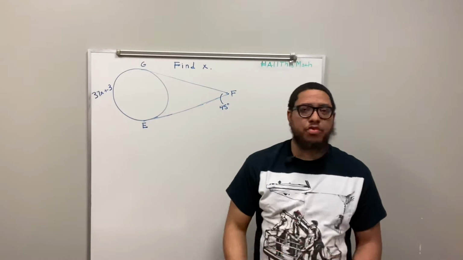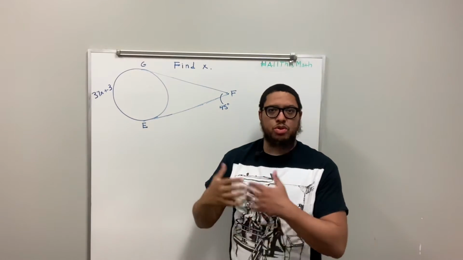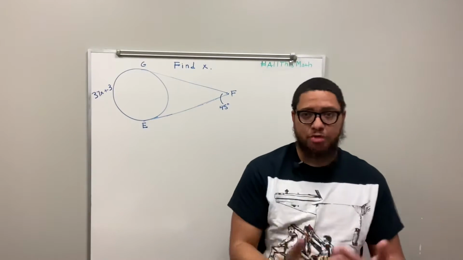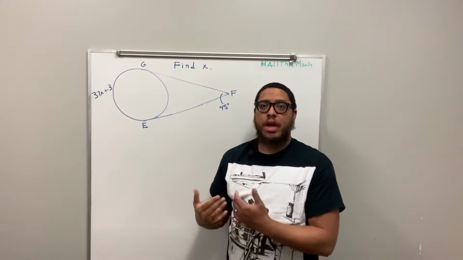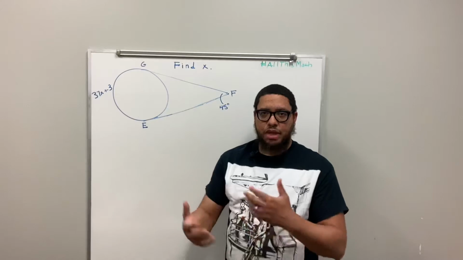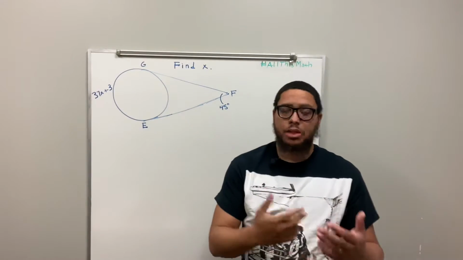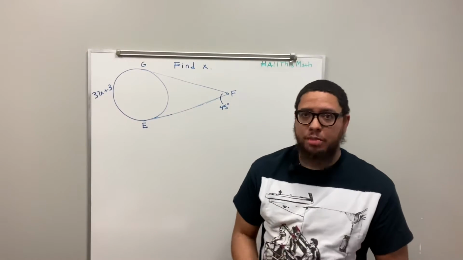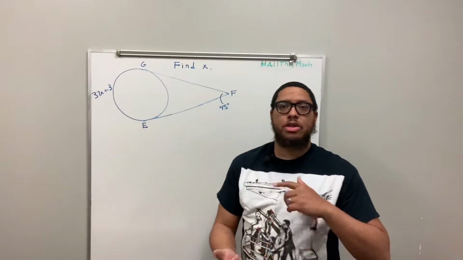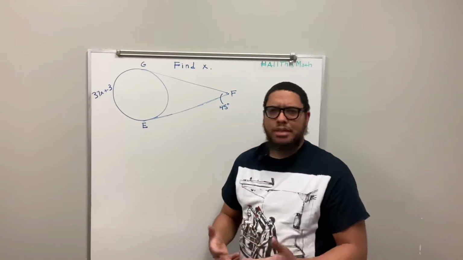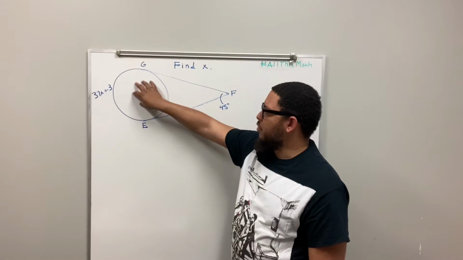So before we do math, we gotta do some reading comprehension if we're dealing with a word problem, right? We gotta know some vocabulary, especially with geometry. Geometry has a lot of vocabulary. So we need to know what a tangent is. We need to know what a secant is. We need to know a lot of things. This is a circle, of course.